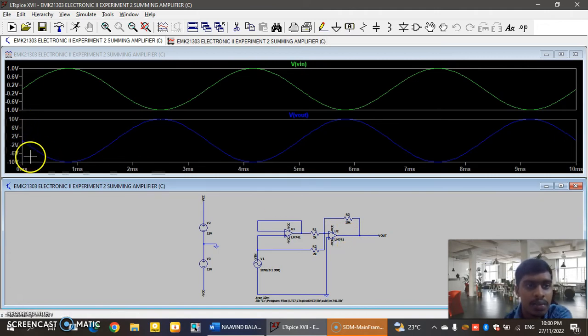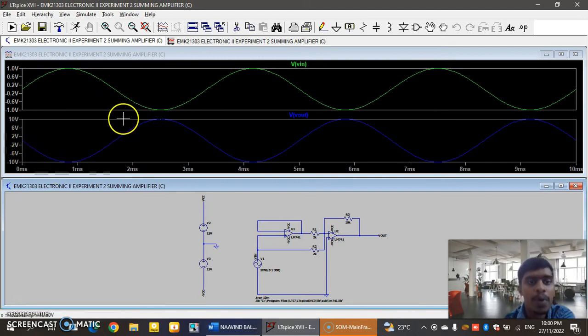So my V out value will be 10 volt, but the waveform will be inverting. That means this one will be in the positive, and then next it goes to the negative. But for the V out, it starts from negative to the positive waveform.